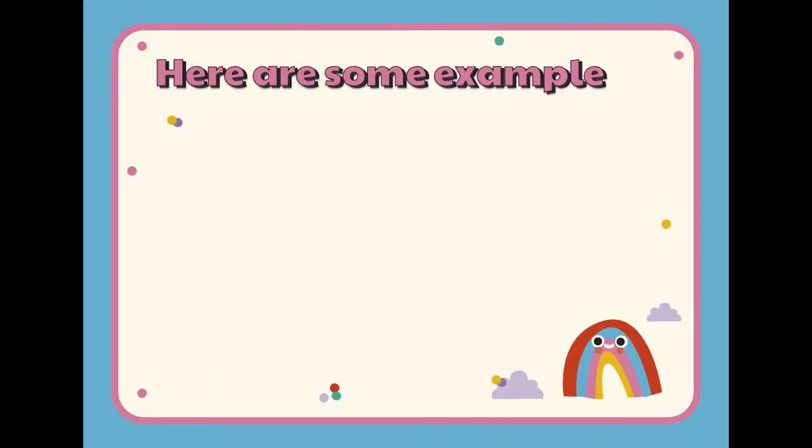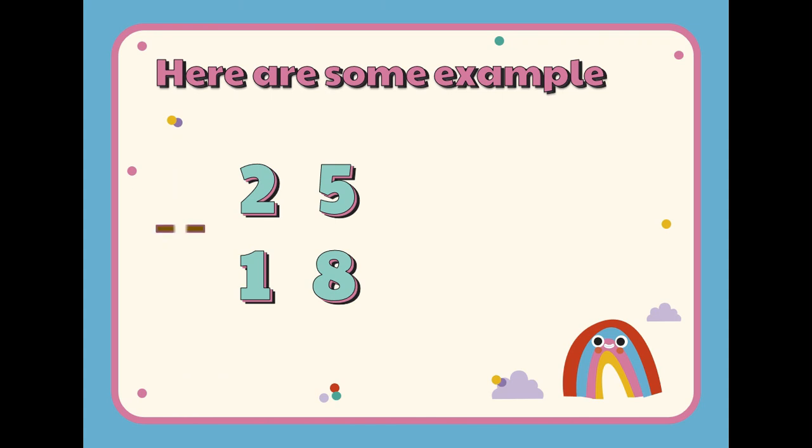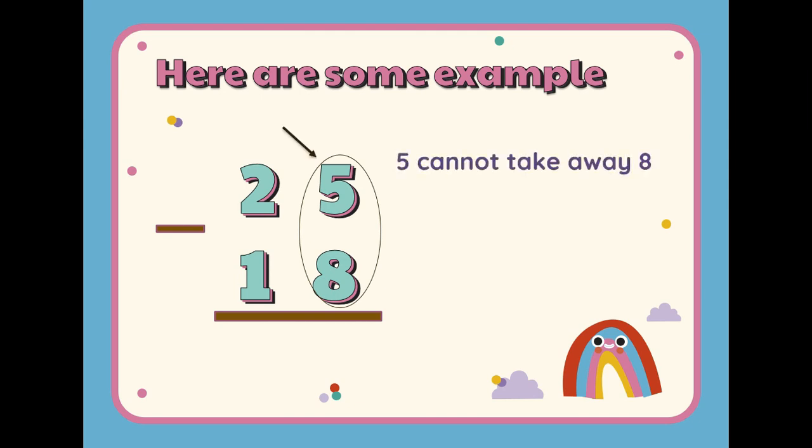We have another example. We have here 25 minus 18. Again, the same process. We subtract the ones place first. So we have here 5 and 8. We all know that 5 is less than the number 8. So 5 cannot take away 8. We must borrow from its neighbor, the 2.